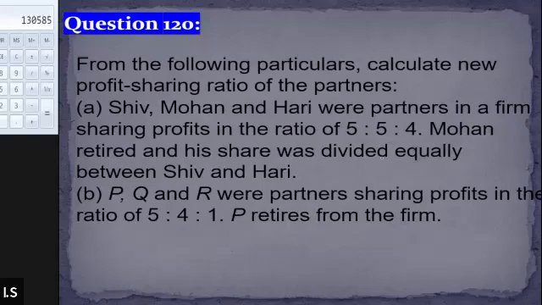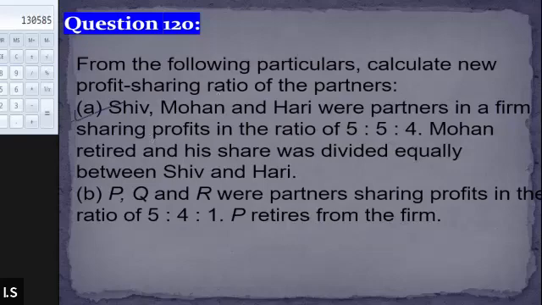And the second part of the question says that P, Q, and R were partners sharing profit in the ratio of 5:4:1. P retires from the firm. So both these questions are completely different. These are not interrelated questions. All right, so both the questions need to be solved separately. So let's start with point A.